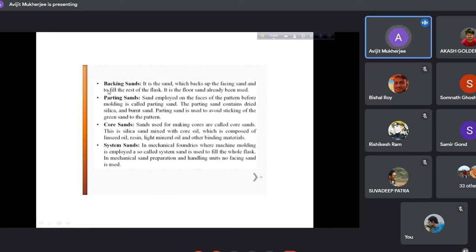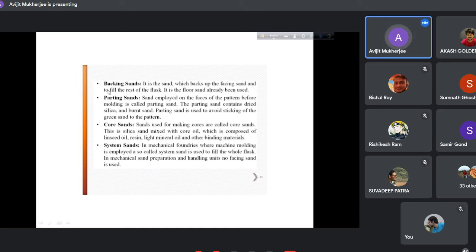And this is the used floor sand. Time and again, we are pouring molten metal and some portions are burnt out. Again, we are mixing coal dust or sea coal to increase some property. So the color becomes black and black. That's why backing sand is also known as black sand.